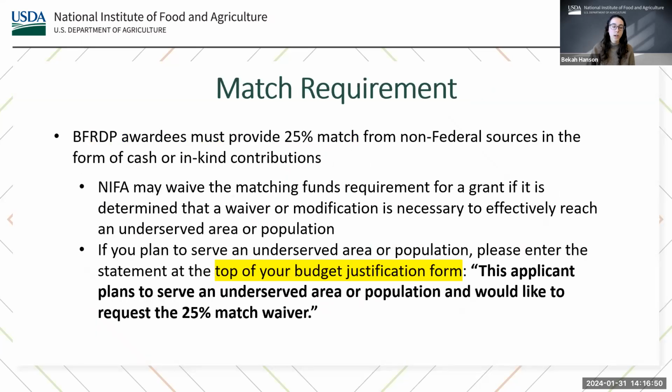BFRDP awards also are required to provide a 25% match from non-federal sources in the form of cash or in-kind contributions, which we'll go into a little bit later. NIFA can waive this matching fund requirement if you are effectively reaching an underserved area or population. The only thing you need to do to request that waiver is to put at the top of your budget justification form, this applicant plans to serve an underserved area or population, and we would like to request the 25% match waiver. So that's all you need to do at this point when putting together your application.